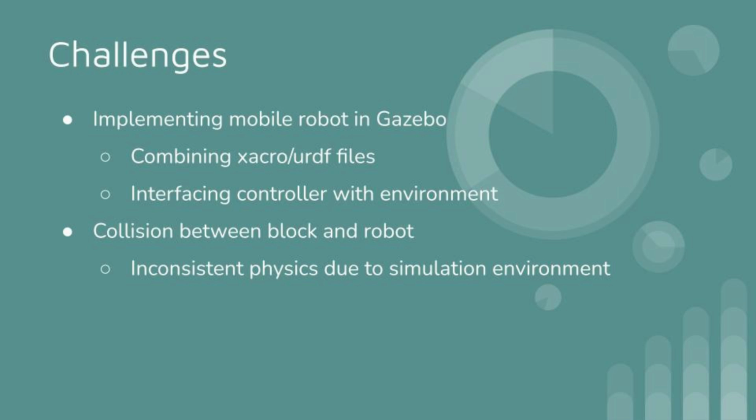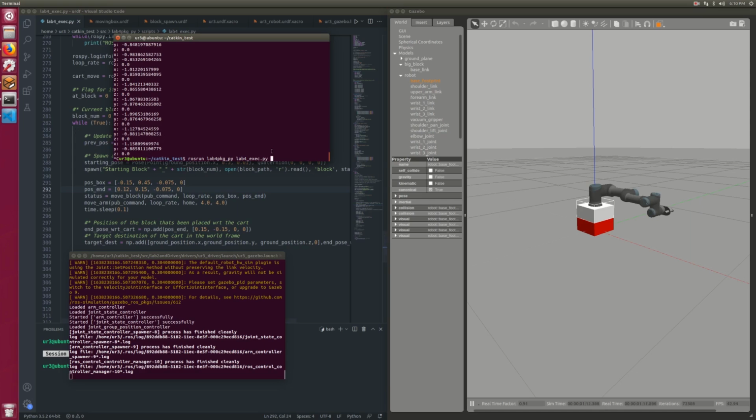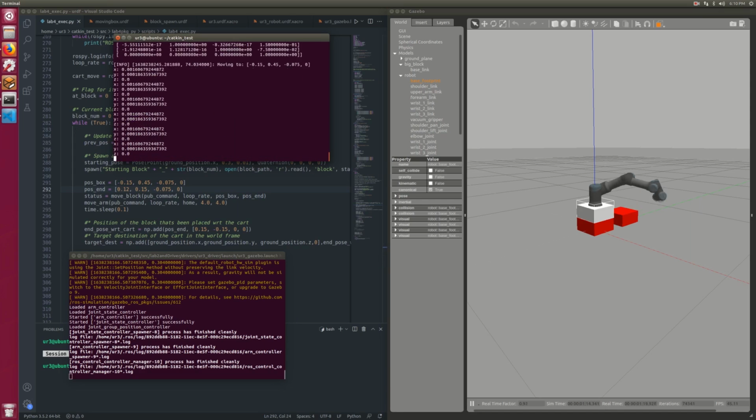Since our robot is going to be moving on top of these blocks, we had to ensure that the robot doesn't collide with these blocks in a way which would disrupt its movement. And now here's a blooper of our cart colliding with the block.